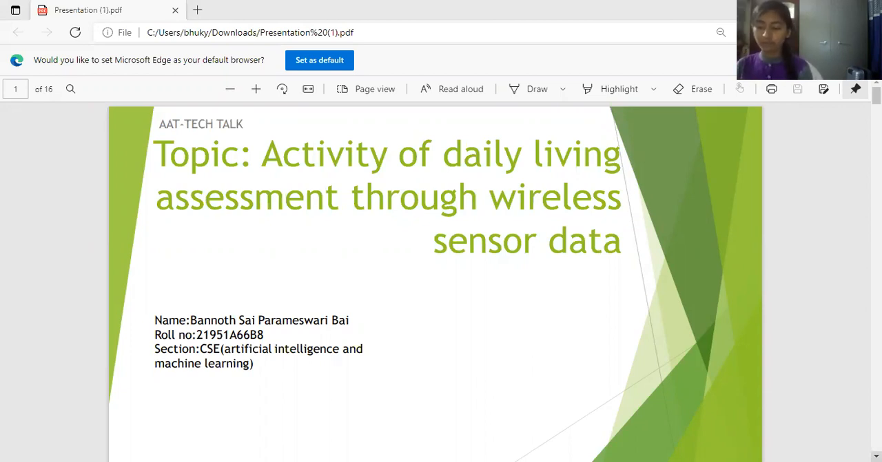The topic we are going to discuss is activity of daily living assessment through wireless sensor data. I am Sai Parmeshwari, from the Department of Computer Science and Engineering, AI and ML, Section B. Today's topic is all about activity of daily living assessment performed through wireless sensor data. Without any further delay, let's start.